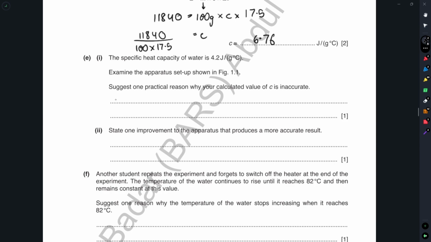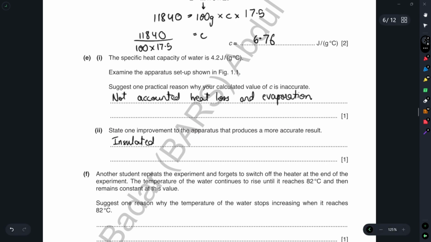So we can say that we have not accounted for heat loss and evaporation. State 1 improvement. So insulate the walls, use a lid to cover the beaker.